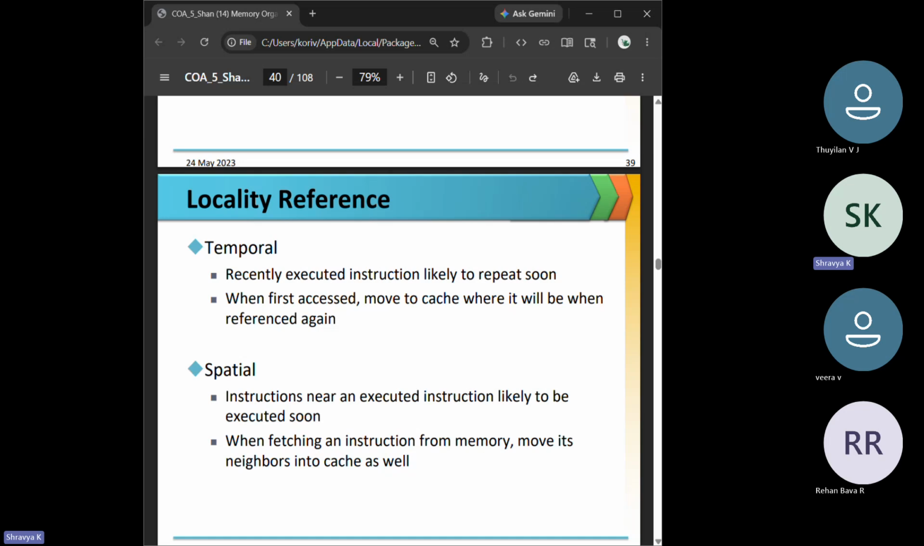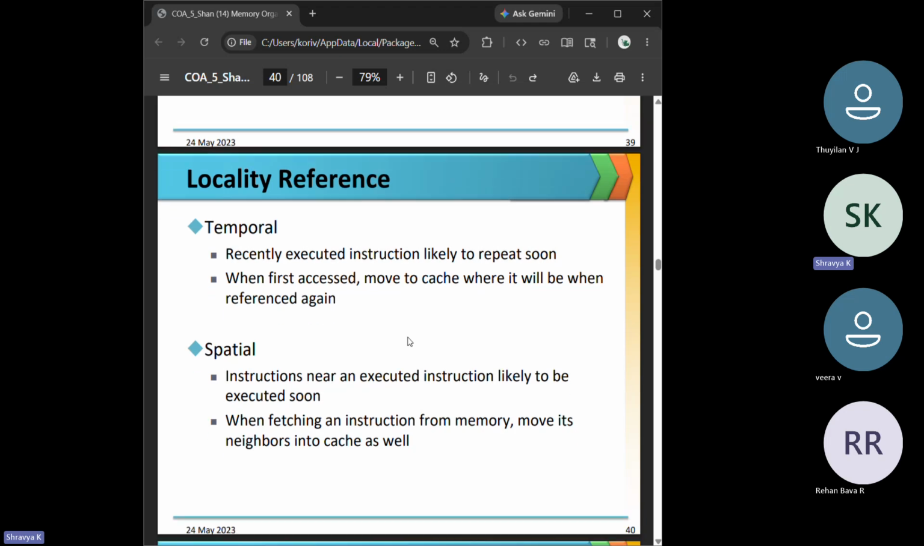Temporal locality refers to the time aspect. The most recently executed instruction is most likely to repeat soon. If you have a loop variable that is read and written in every single iteration, it makes sense to put it in the cache, since every access is going to be a hit. Because if you first access it and move it to the cache, it will probably be referenced again soon.